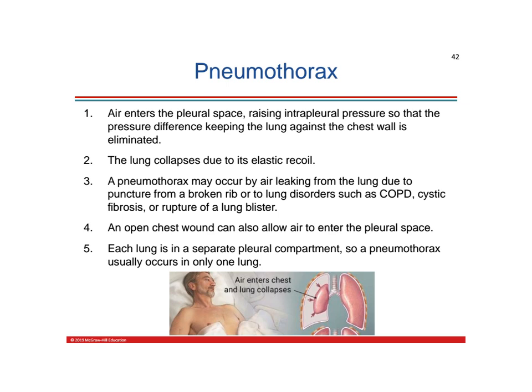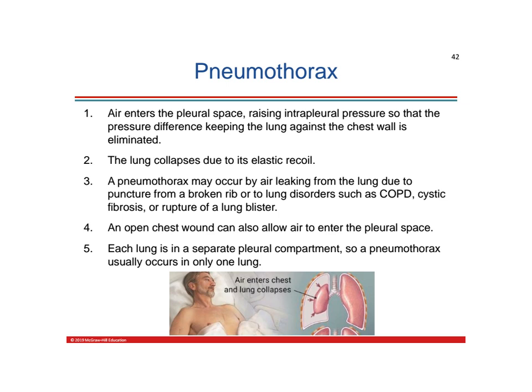In a pneumothorax, air enters the pleural space, raising the intrapleural pressure so that the pressure difference keeping the lung against the chest wall is eliminated. Recall that the intrapleural pressure is normally subatmospheric, and that acts almost like a glue that keeps the lung up against the chest wall. And so the lung expands with the chest wall expanding, and the lung contracts with the chest wall contracting. So what happens when this intrapleural pressure becomes the same as atmospheric pressure is that the lung then collapses due to its intrinsic elastic recoil.